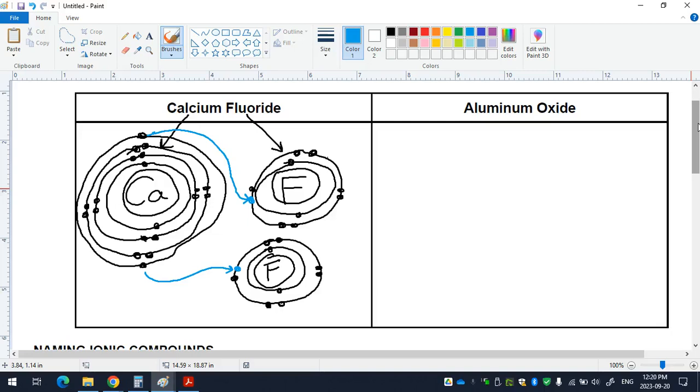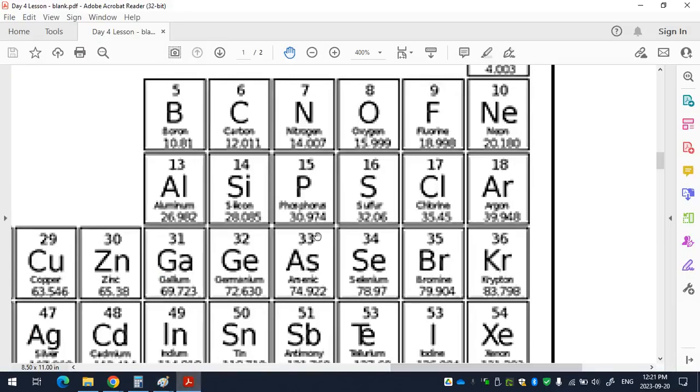Okay. Let's talk about aluminum and oxygen. Can someone tell me what's the symbol for aluminum? Can you take a guess? Come on. What's the symbol for aluminum? A good guess is, maybe it starts the same way, right? Aluminum, Al. You're right. Everyone, it's Al. Look, aluminum is right here.